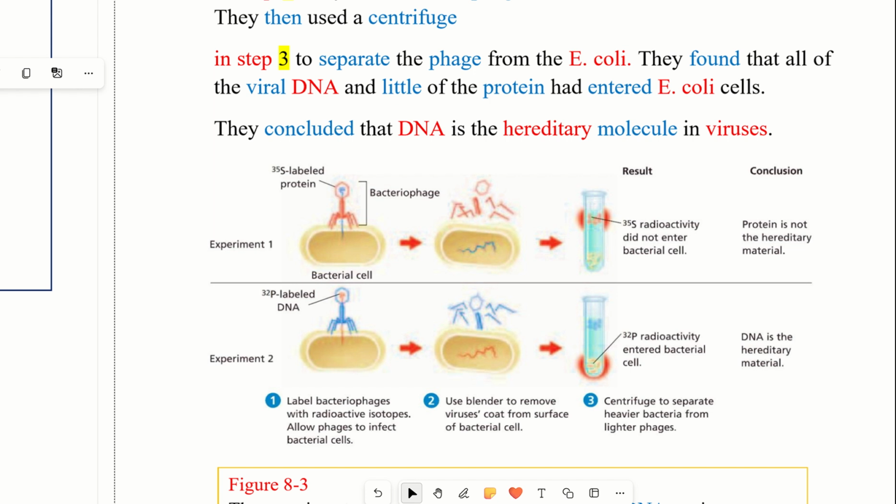S35 radioactivity did not enter bacterial cells, so it does not go to the bacteria. S35 is the protein label, so it means the protein does not go into the bacteria. But what goes with the bacteria is P32, the radioactivity that enters bacterial cells. So what is labeled with the P? It is DNA. So DNA goes with the bacteria. So what is the hereditary material? DNA is the hereditary material. This is the conclusion of these two scientists. Thank you.